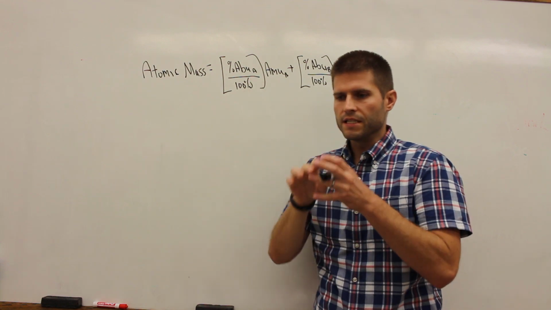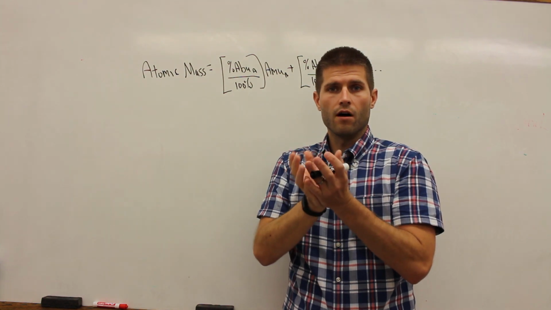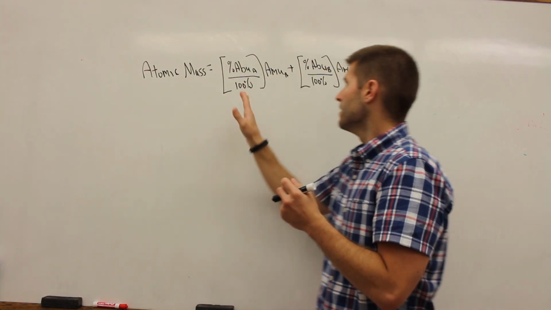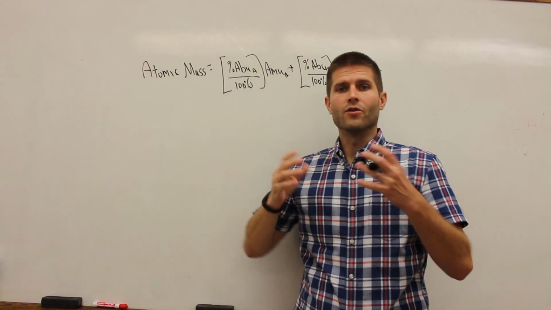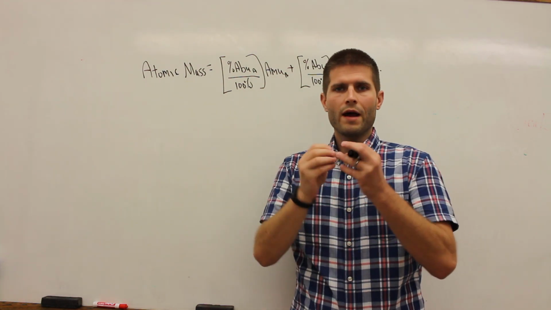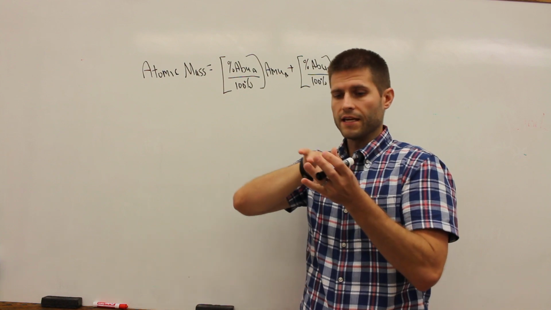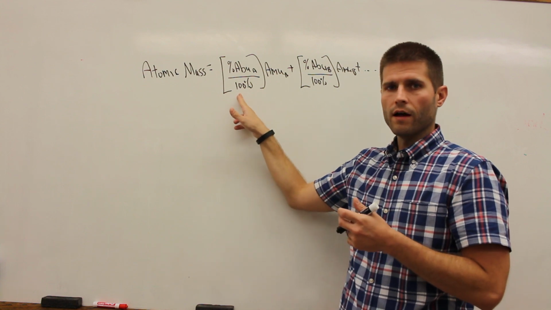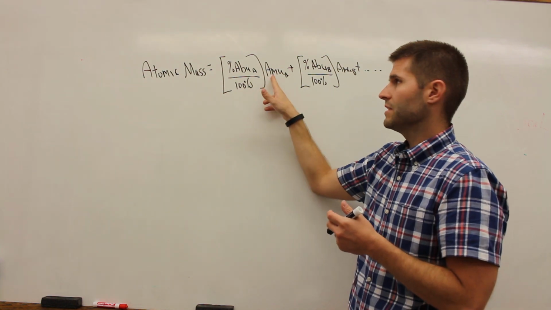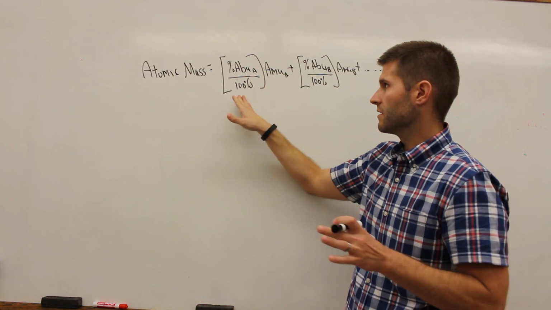So the percent abundance is the relative abundance of this isotope within a given sample of the element itself. We're going to multiply that by the atomic mass unit. This is also an experimental value, where we weighed the atomic mass unit of an isotope, let's say carbon 12. So this would be the percent abundance of carbon 12 divided by 100% times the atomic mass unit of carbon 12. We can do that experimentally.